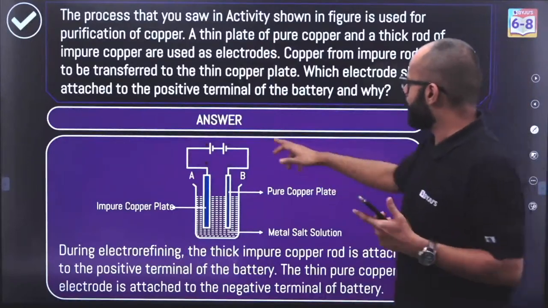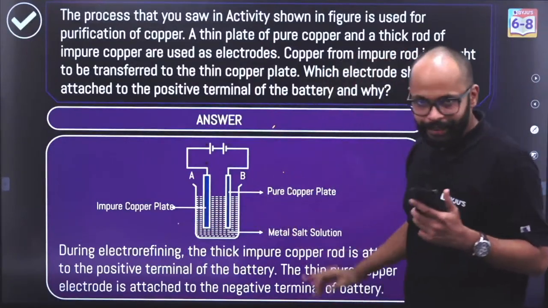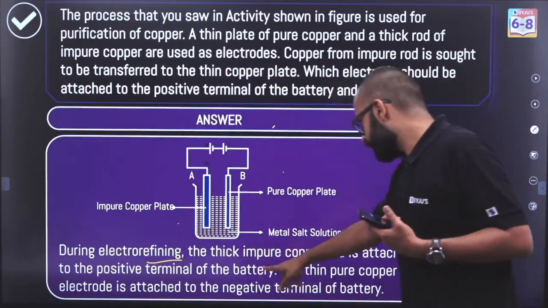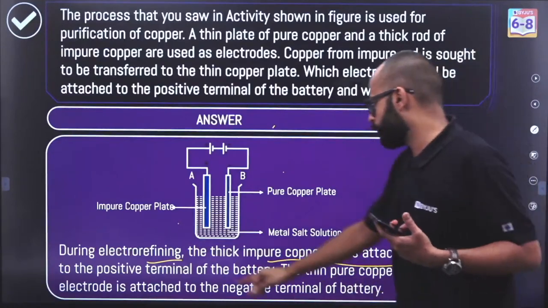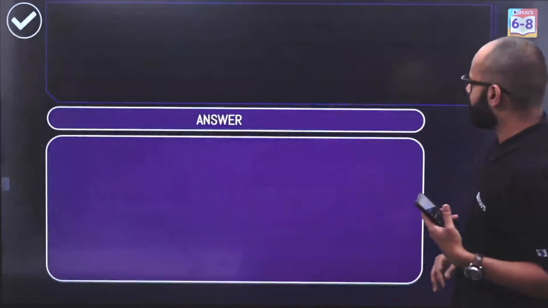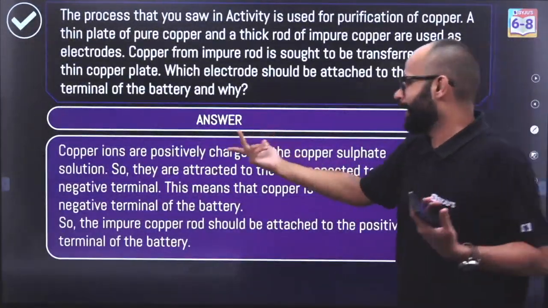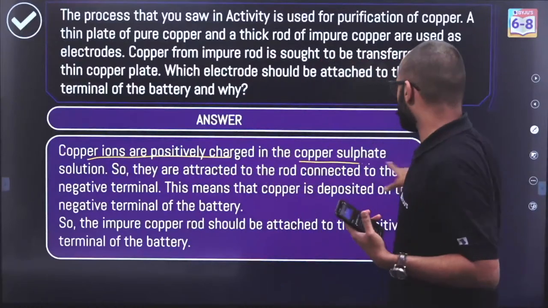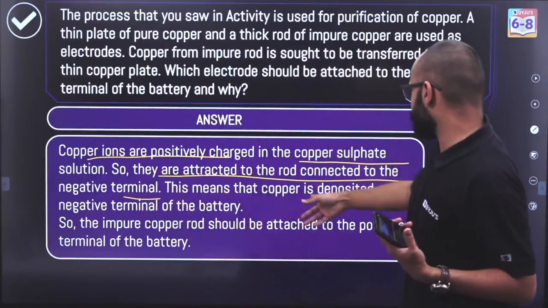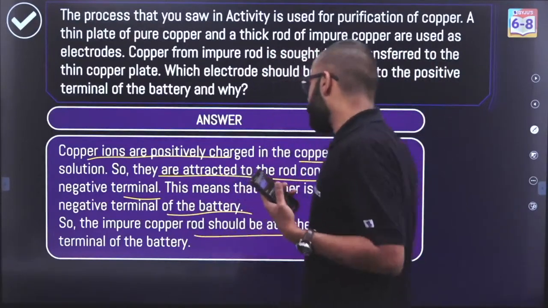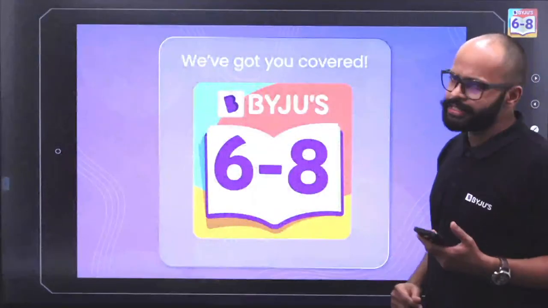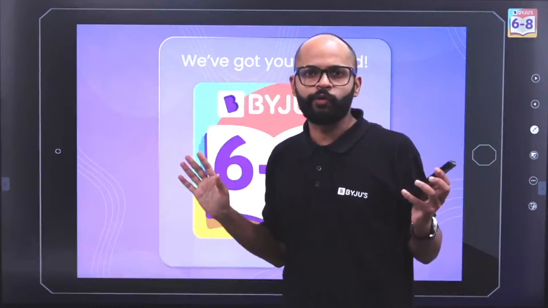ओके, सो आंसर इज, यू कैन डू द डायग्राम थिंग. डायग्राम बना देना इसमें, अच्छा बिग क्वेश्चन है, बना सकते हो. During electro refining the thick impure copper rod is attached to positive terminal, the thin is negative terminal. ठीक है, and then you actually explain it, the process. Copper ions are positively charged in the copper sulfate solution, so they are attracted to the rod connected to the negative terminal, and this means copper is deposited on the negative terminal, and that's why impure copper rod should be attached to the positive terminal. Easy only.